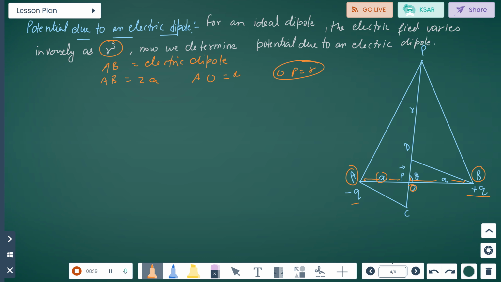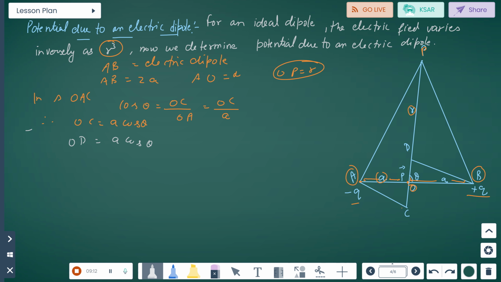OP equals R. Now in triangle OAC, in OAC we have cos theta equals OC divided by OA, where OA is A. Therefore we have OC equals A cos theta. Now also OD equals A cos theta.